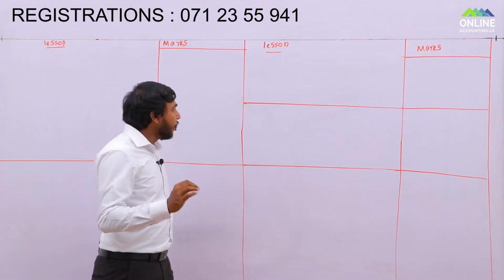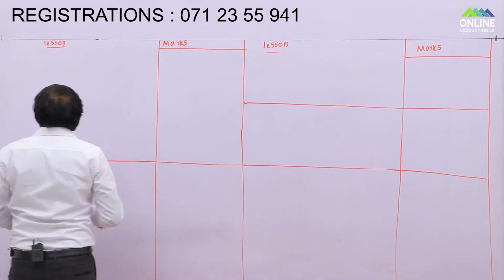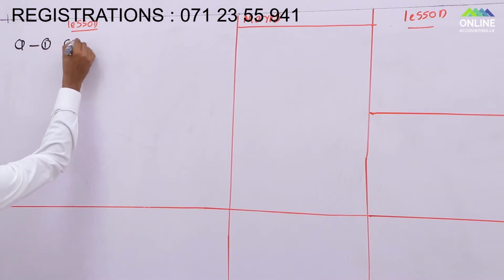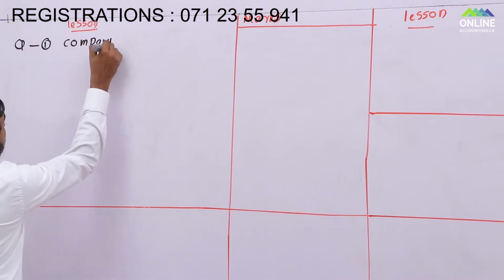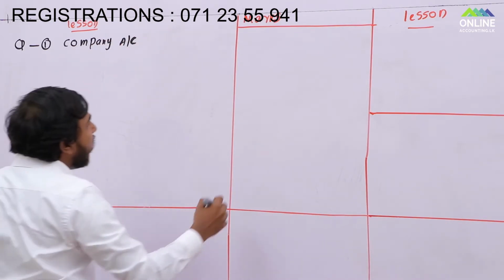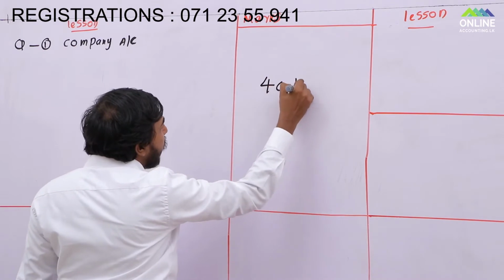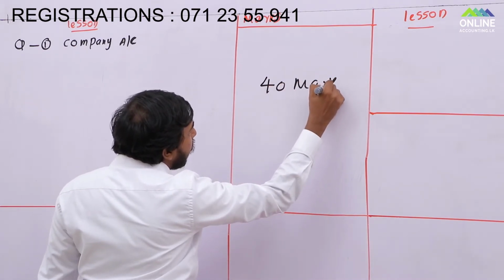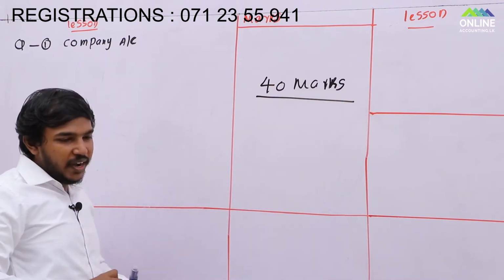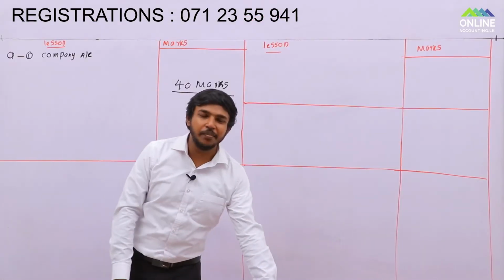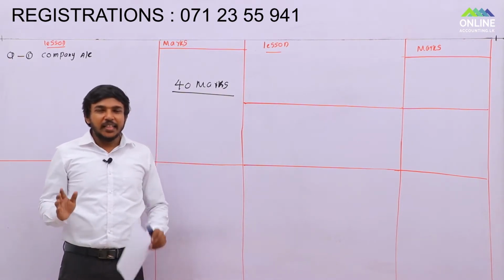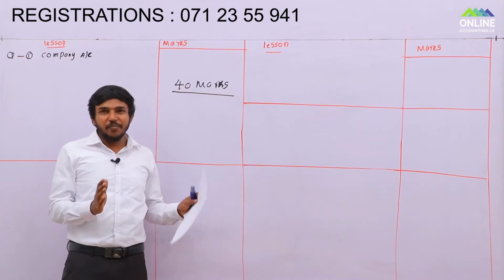Right? So now you all know your compulsory question number 1 comes. First, question number 1. It's company accounts with the accounting standards, altogether 40 marks. Question number 1 is altogether 40 marks, and this time there were 8 adjustments for the company question.